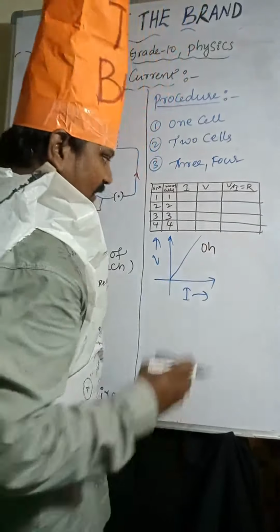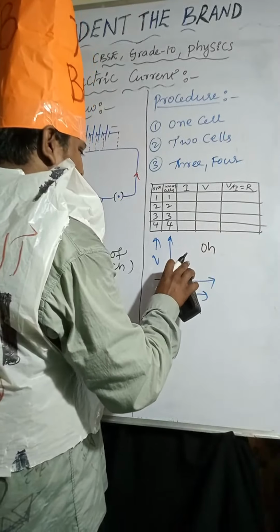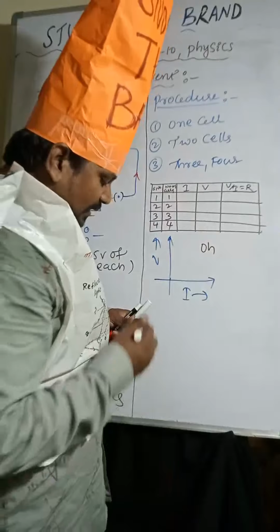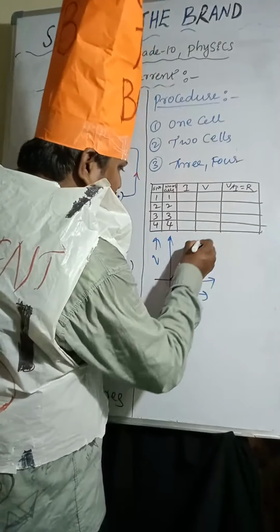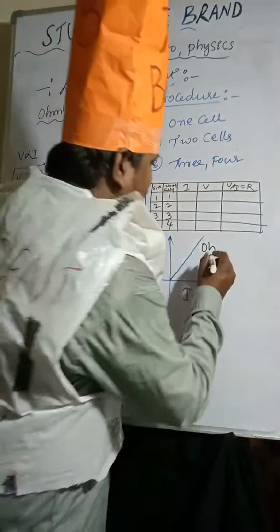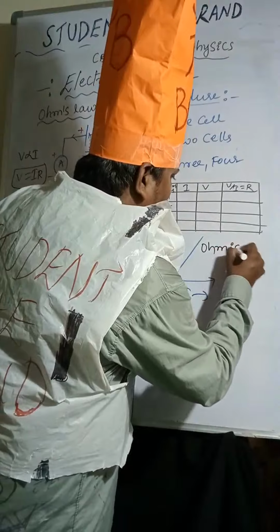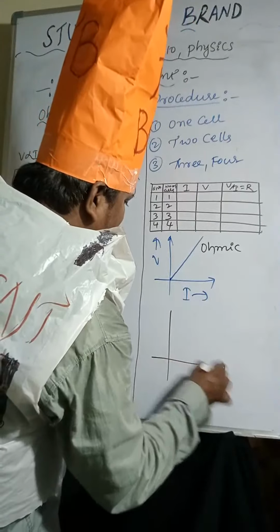Ohmic conductor means the conductor which obeys Ohm's law. The conductors which obey Ohm's law are called ohmic conductors. And the conductor which does not obey Ohm's law is called a non-ohmic conductor.